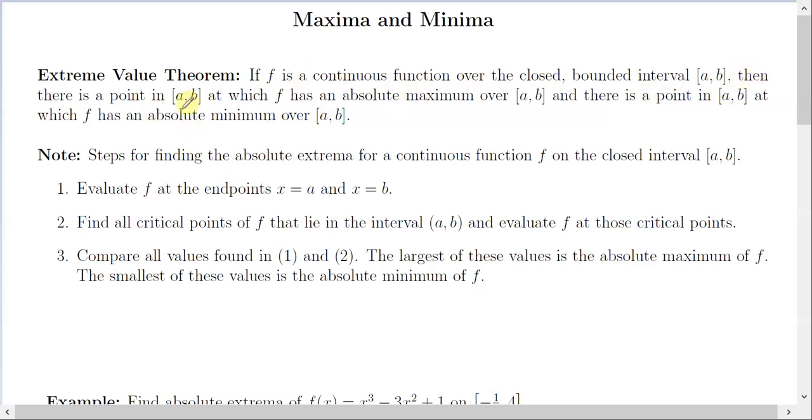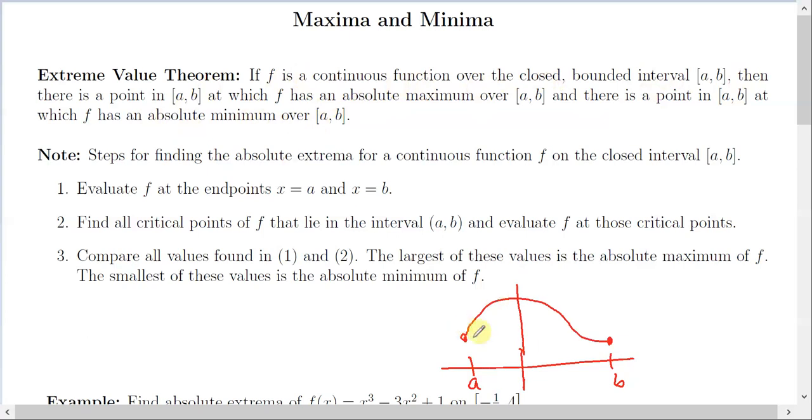Then there is a point in [a, b] at which f has an absolute maximum, and there's a point where it has an absolute minimum. So we know they exist. If I have a continuous function on a closed interval, it's saying no matter how you try to draw this thing from A to B, if it's continuous, then it's going to have an absolute max and min. So here's an example.